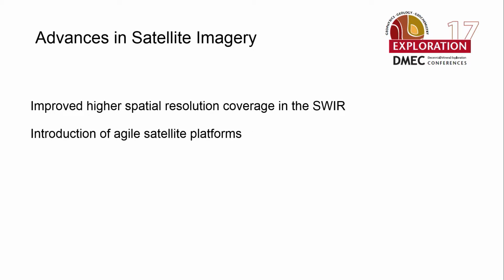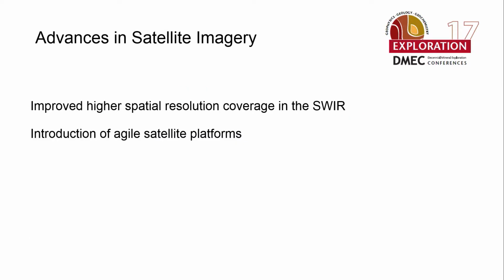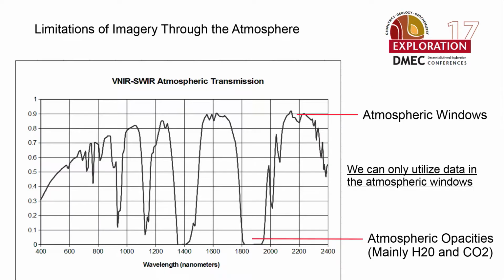We chose two that were really key. The first one is improved, higher spatial resolution in the SWIR, the range on the left, which is where we have a lot of clay-like, sulfate-like materials that are really critical for exploration. And that's done in the shortwave infrared. So we're going to look at how we can identify those.